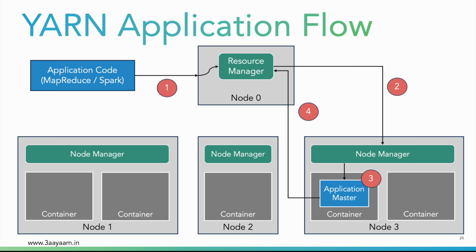If we do not mention anything, the default number of CPUs and the default amount of memory would be used. But we can mention that we need this many CPUs and this much RAM. Based on that, the application master would talk to the resource manager saying that I need more resources to run the application code, which is actually the transformation code that we have written.